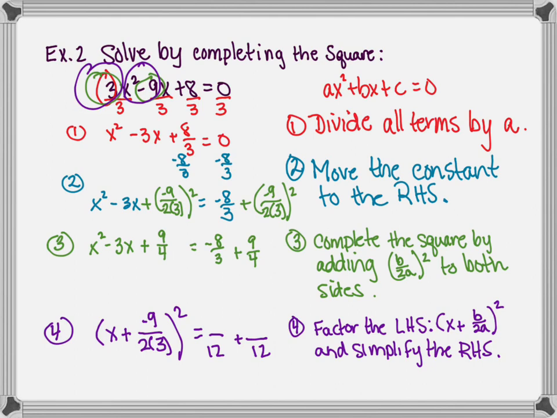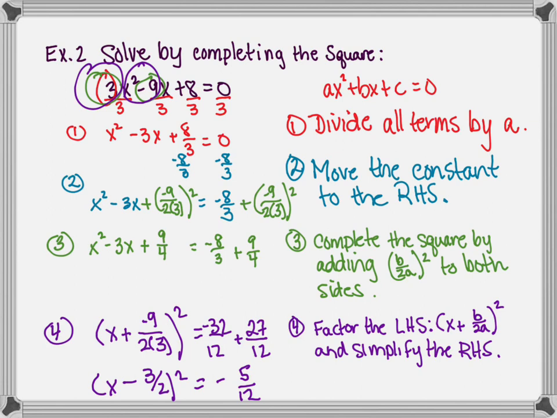and our lowest common denominator is 12. So the negative 8 thirds, I need to multiply my numerator by 4 to get negative 32 twelfths, plus my 9 fourths, I need to multiply my numerator by 3. 9 times 3 is 27. So my right-hand side becomes negative 32 twelfths plus 27 twelfths. Simplifying a little bit, we have (x minus 3 halves) quantity squared equals negative 5 twelfths.